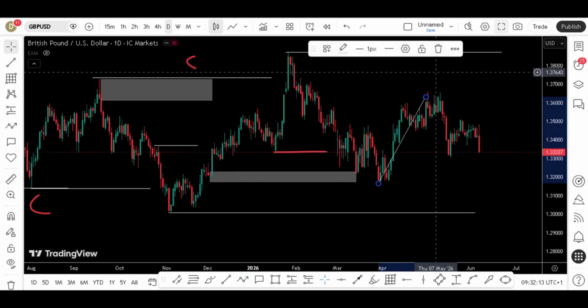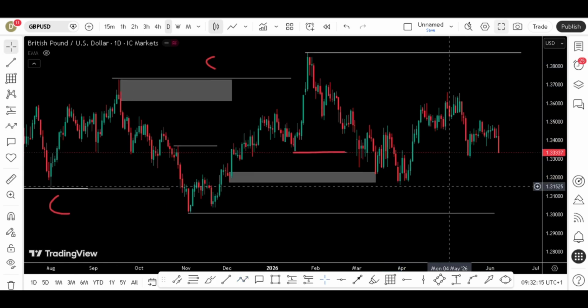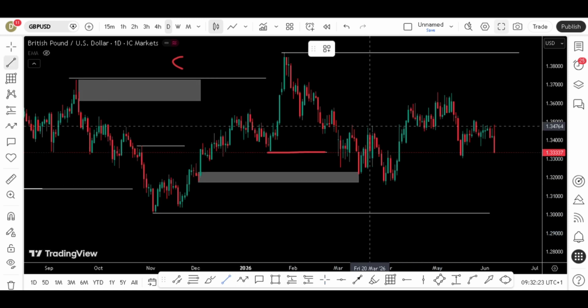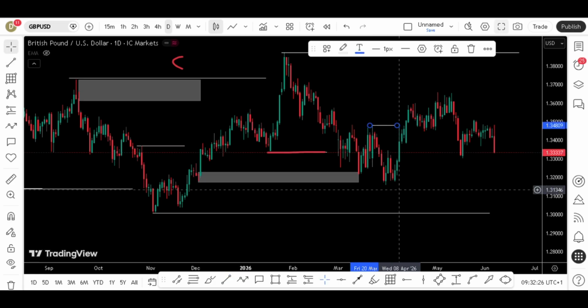Because the market doesn't just move. Why the market moves is its target: liquidity, target fair value gap. So where is the liquidity and where is the fair value gap that can push this market to the downside? So I start classifying this high as my inducements.